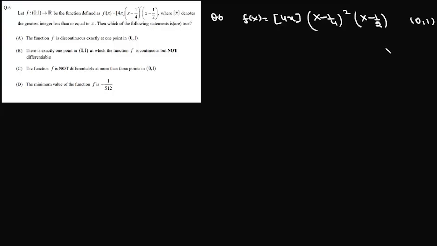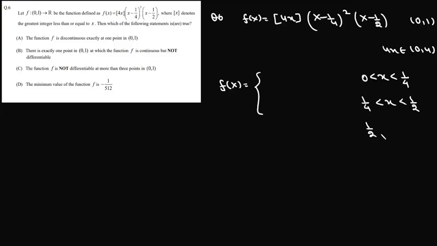Now when x is between 0 to 1, 4x is between 0 to 4. So we have to split this definition into 4 parts. First case, when x lies between 0 to 1 by 4. Second case, when x lies between 1 by 4 and 1 by 2. Next is from 1 by 2 to 3 by 4, and then from 3 by 4 to 1. So we have to expand this definition. When x lies between 0 to 1 by 4, 4x lies between 0 to 1. So the greatest integer is 0, and this function will have the value 0.